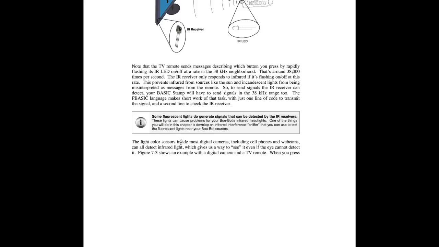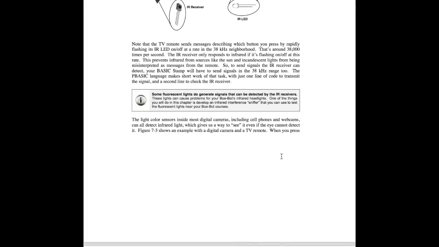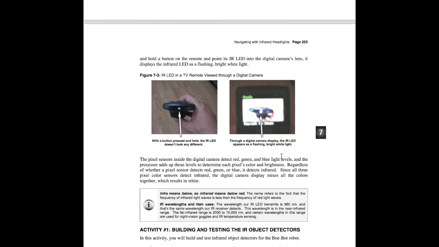The light color sensors inside most digital cameras, including cell phones and webcams, can all detect infrared light, which gives us a way to see it even when the eye cannot detect it. Figure 7.3 shows an example with a digital camera and a TV remote. When you press down and hold the button on the remote and point its IR LED into the digital camera's lens, it displays the infrared LED as a flashing bright white light.